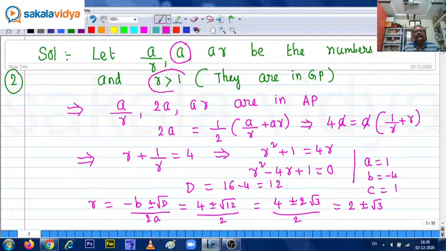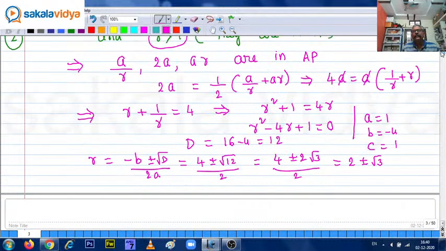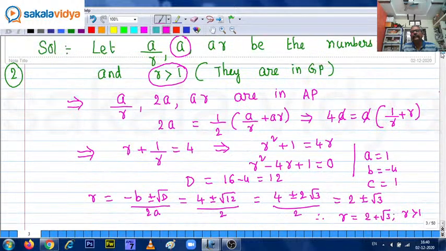Since r is greater than 1, positive, you need to take the positive value only, because 2 minus root 3 will be less than 1, and r must be greater than 1. That's why we need to consider 2 plus root 3 as the r value. So therefore r equals 2 plus root 3, since r is greater than 1. So this is the answer, 2 plus root 3.